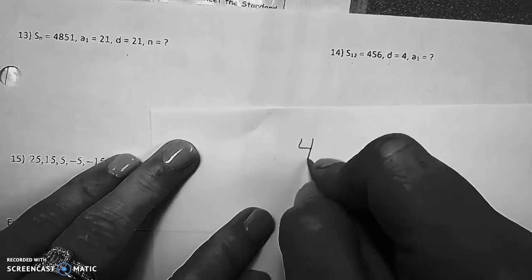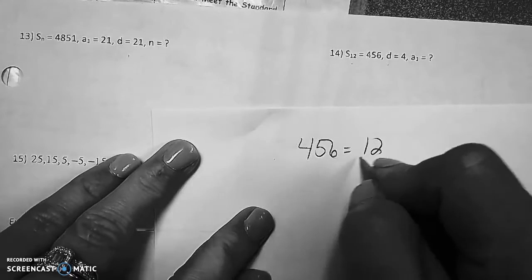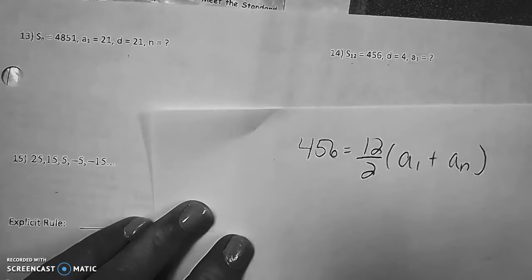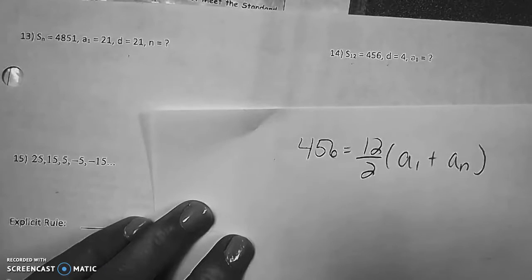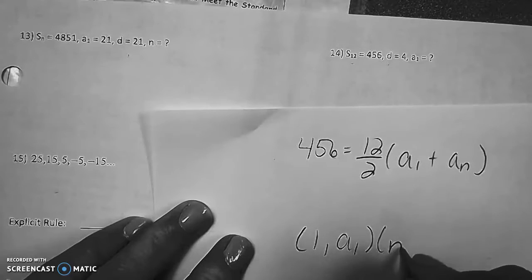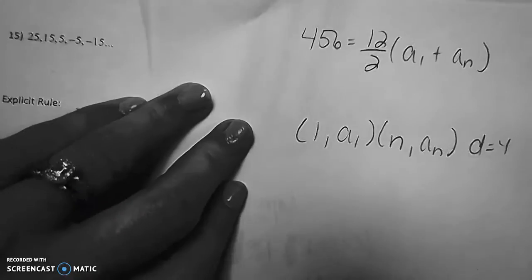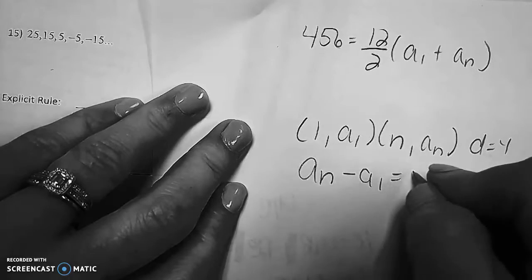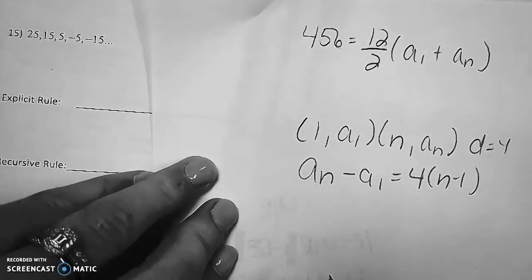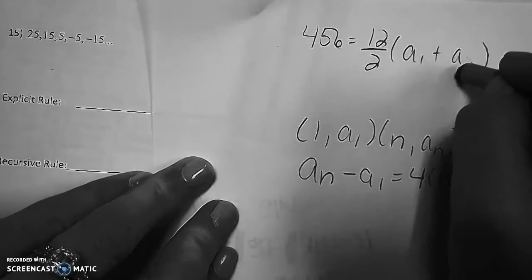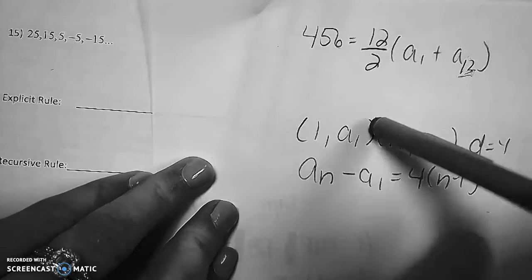So the sum is 456 of 12 terms. I don't know A1 and I don't know A sub n. So I have two unknowns, which means I need to use substitution. So I know the first term is A1, I know the nth term is A sub n, and I do know the common difference is 4. So I set up the explicit formula, A sub n minus A1 equals 4 times n minus 1, and I need to solve. I need to go back. I know n is 12.